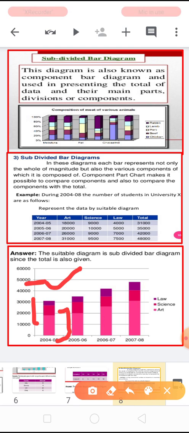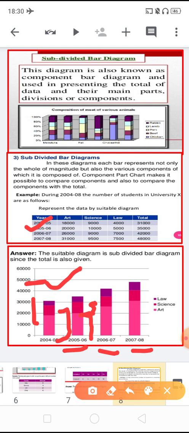And so on, we could draw for 2005 to 6 and 2007 to 8 years. Like I am again explaining, for the year 2005 to 6, the total number of students studying in art is 20,000. So we'll take the height of art students up to 20,000. Next we have the science students, 10,000. So 20 plus 10, that is 30. So we will take the height of this bar up to 30,000, whereas in between 20,000 and 30,000, this particular height of the bar represents the students studying in the science stream.